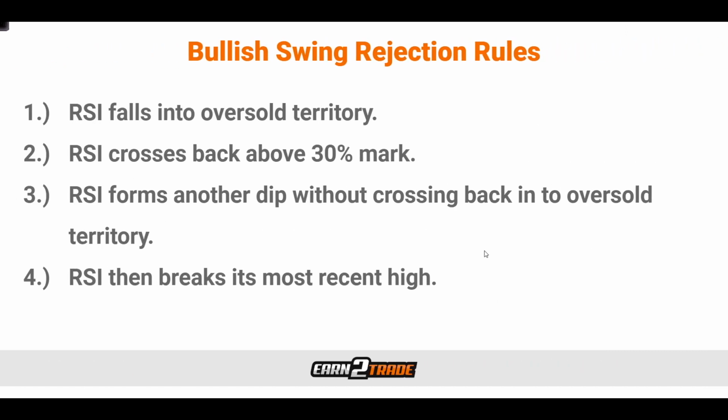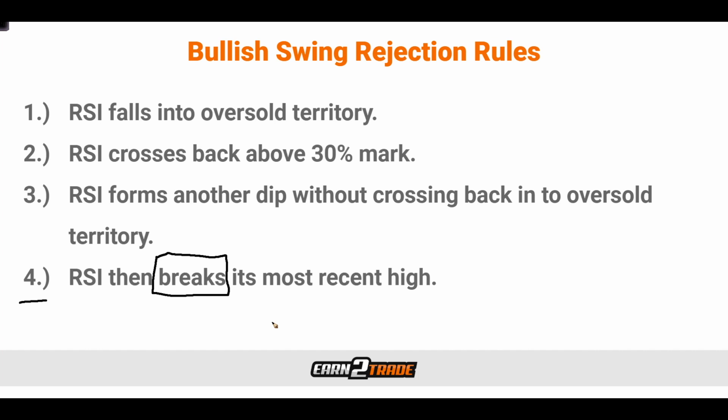Starting off with a bullish swing rejection, we'll talk about what the rules are in order to find one of these and execute on it. Rule number 1, the RSI needs to fall into oversold territory. Rule number 2, the RSI needs to cross back above the 30% mark. Rule number 3, the RSI forms another dip without, key word here folks, without crossing back into oversold territory. And then number 4, the RSI breaks its most recent high.